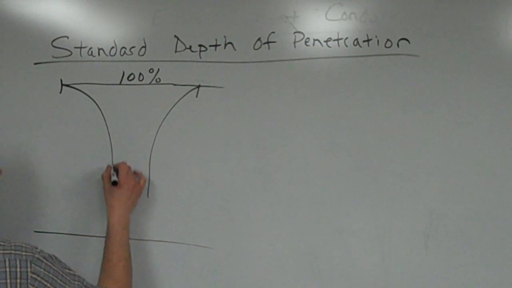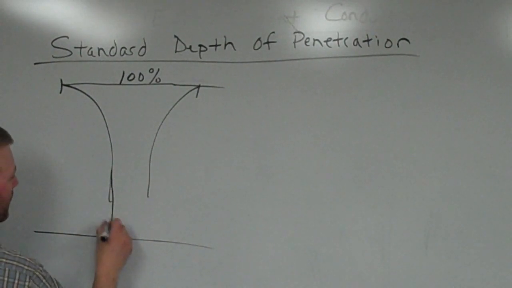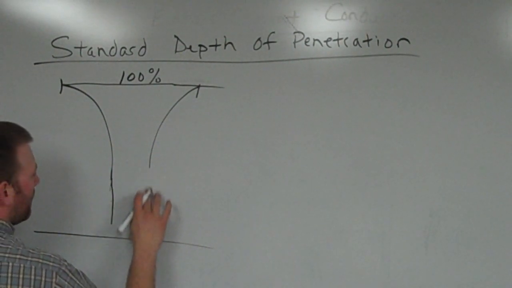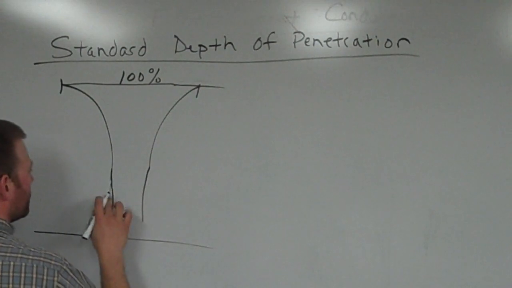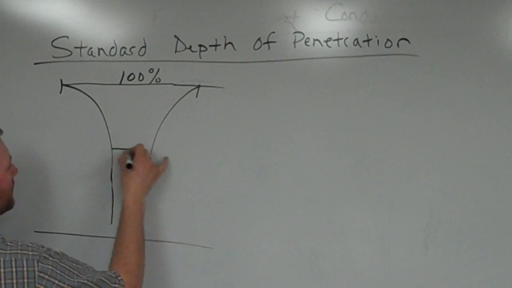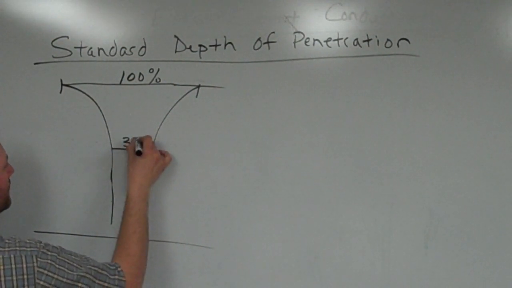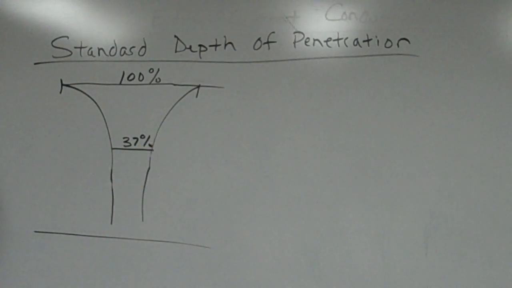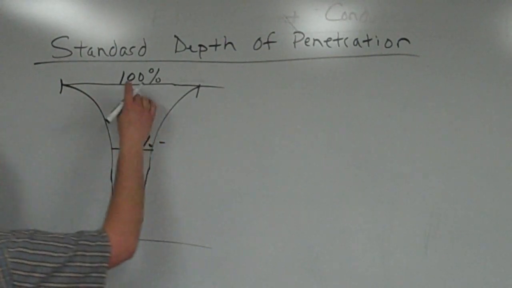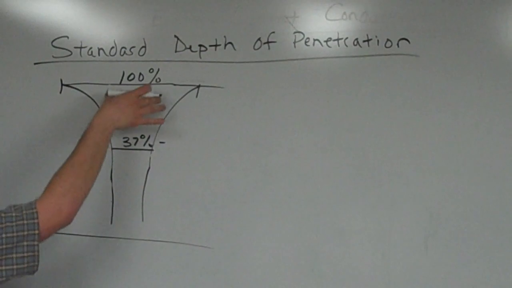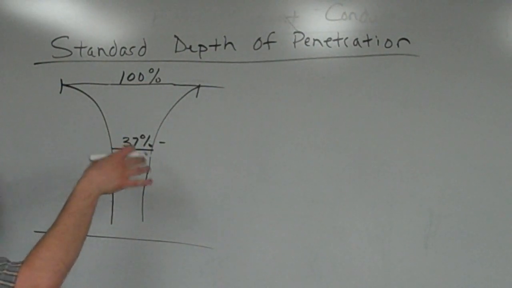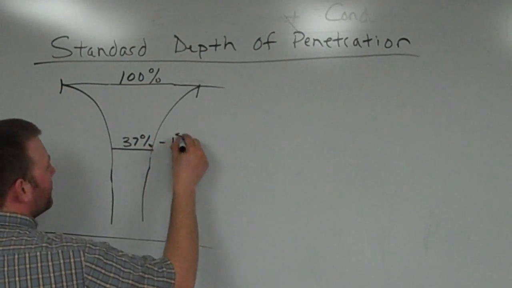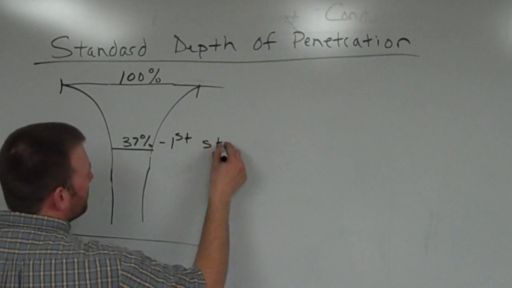These eddy currents are going to get weaker and weaker, and continue to get smaller and smaller, all the way down. But at some point here, this number is going to be 37%. That 37% is the relative density from the surface to where you're located. So that's the first standard depth.